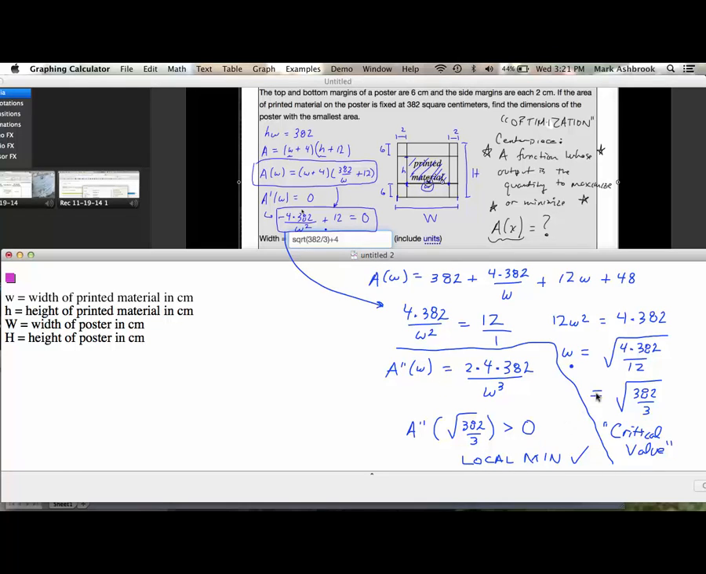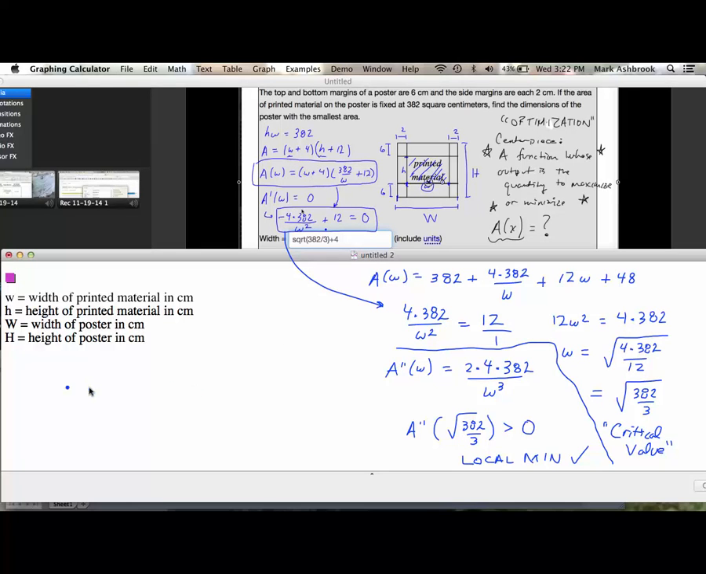So what did we find? We found little w. So going back to this, little w is the width of the printed material. It's this quantity here. This is why it's so crucial to define your variables at the beginning, so that after we do all this math, we get a number, we know what that number means. This number means the width of the printed material in centimeters. What do we need? We want the full dimensions, W and H, of the poster. So we see the big W was just little w plus 4.